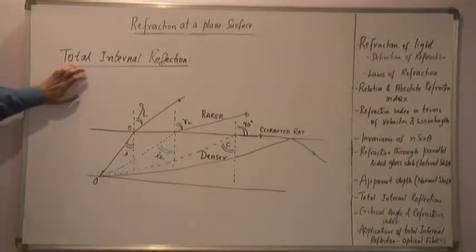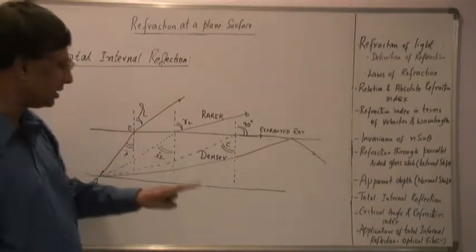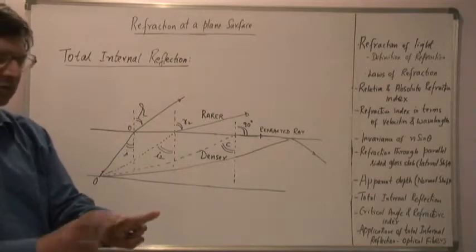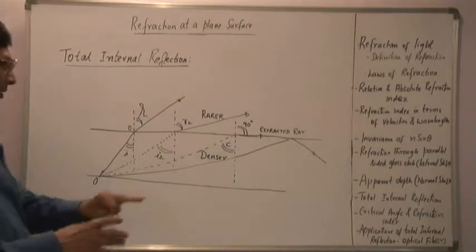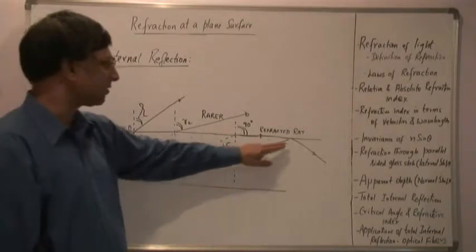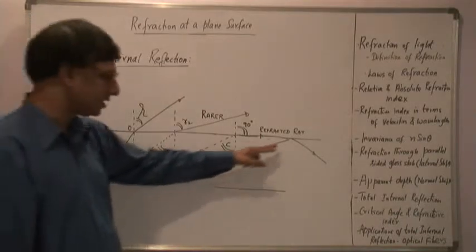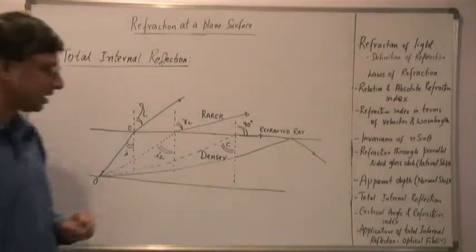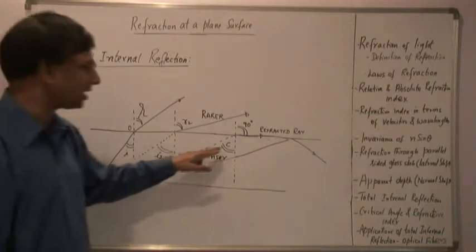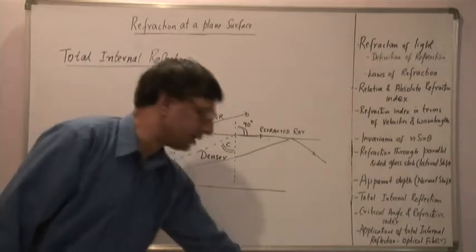And for total internal reflection to happen, two things need to happen. One is light should travel from denser medium to rarer medium. And the second aspect is the angle of incidence of light should be greater than the critical angle. So what is critical angle? Critical angle is that angle for which the angle of refraction is 90 degrees.